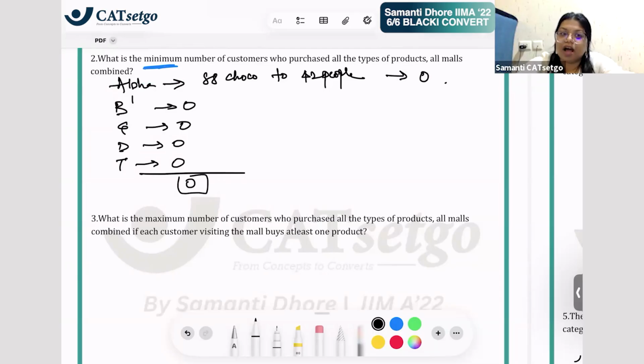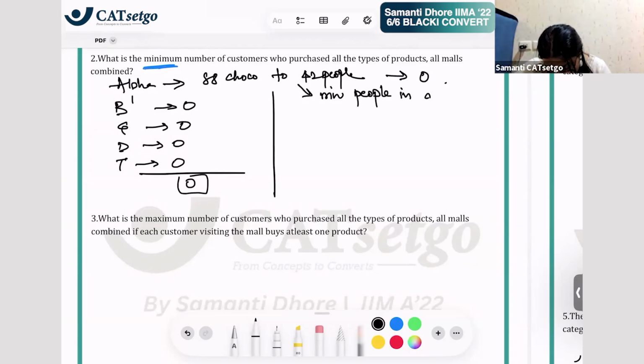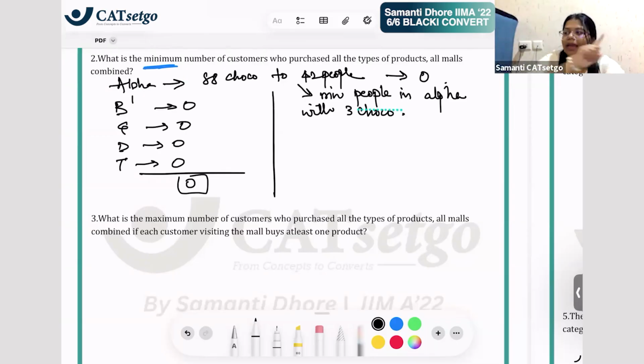If they had asked what is the minimum number of people in Alpha Mall with 3 chocolates, minimum people in Alpha Mall with 3 chocolates, I'd say okay, I gave 42 done, 42 done. So 2 each करके मैंने कर दिया, 84. So अब क्या होगा? There will be 4 people with 3 chocolates.